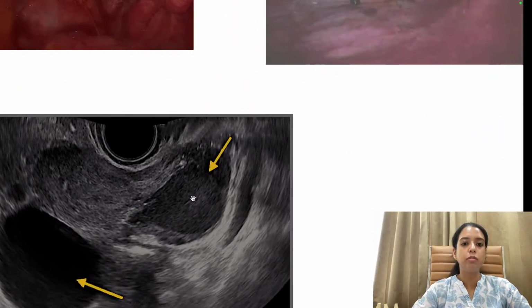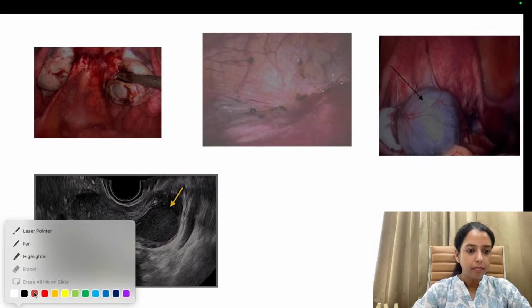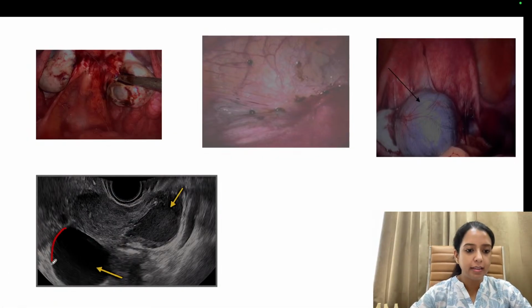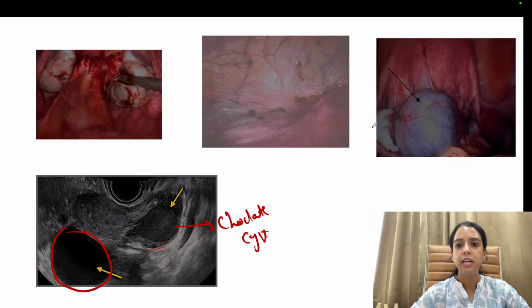This chocolate cyst looks like this. Ground glass appearance. The black one, see, this one is a simple cyst. But this ground glass, it is not completely black. It is ground glass appearance. This is called chocolate cyst. Chocolate cyst has a ground glass appearance. So all of these adhesions, powder burn areas, chocolate cyst is endometriosis.